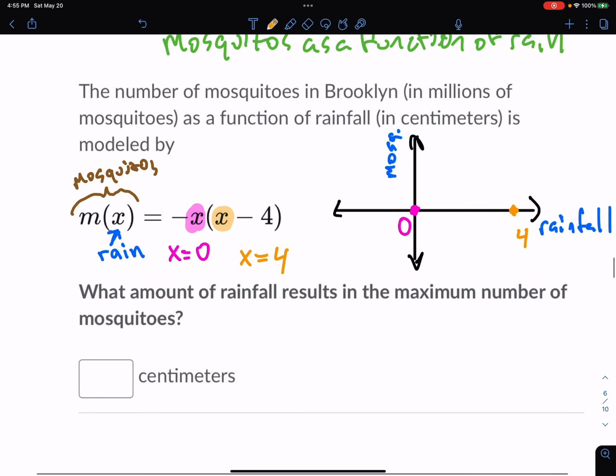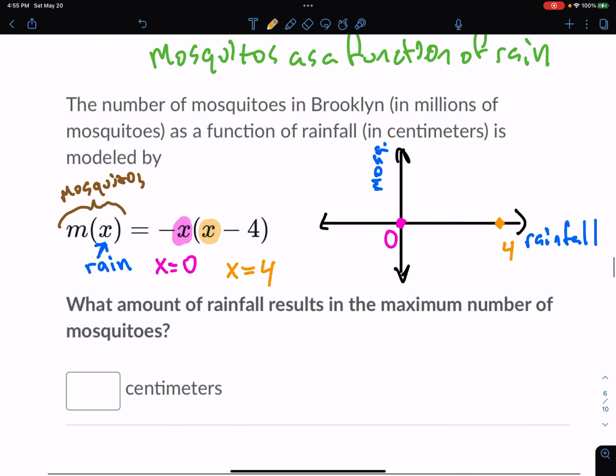And now I'm going to go back and reread this question again. Down here it says, what amount of rainfall results in the maximum number of mosquitoes? So where is the maximum? We've got this graph. It's a parabola. It goes through these 2 points where y equals 0. And when we're looking for a maximum or a minimum, on this test, I stuck with all maximums for you guys.